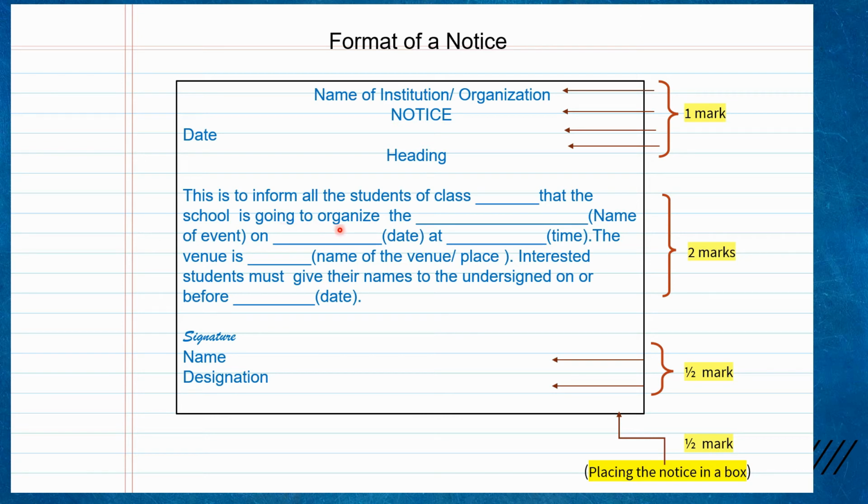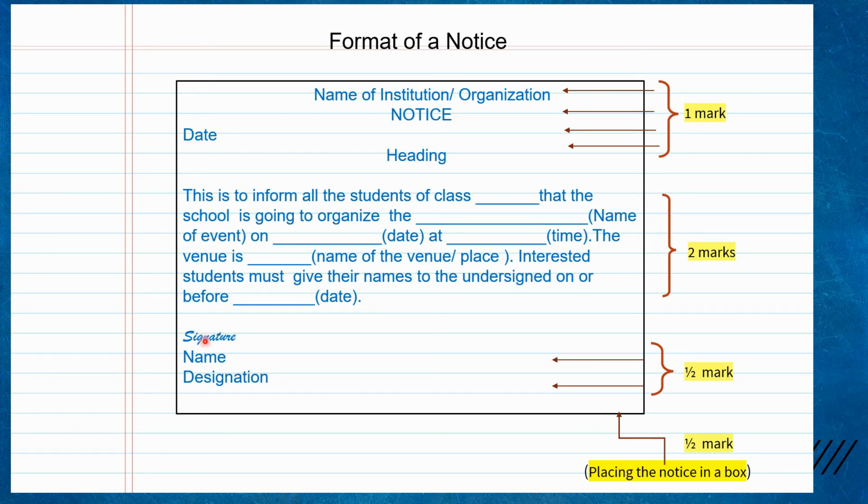That the school is going to organize the dash. Here you have to write the name of the event. On dash. In this blank, you have to mention the date. At dash. Here you have to mention the time. The venue is dash. Here you have to write the name of the place where the event is going to be held. Interested students must give their names to the undersigned on or before dash.